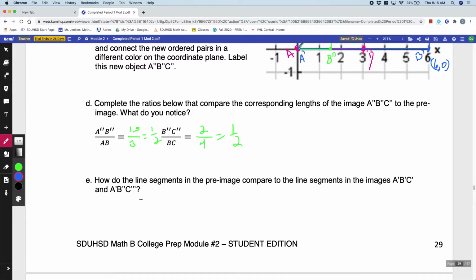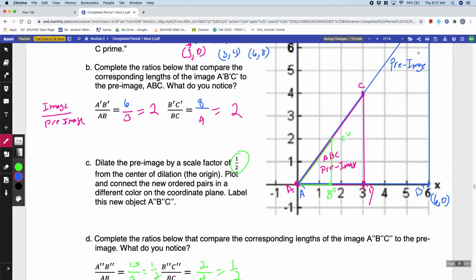Well, we have basically 2 answers here. So the pre-image, my original, is half the size of A prime, B prime, C prime. So if you looked at that, it's half of that. So this is the original. So how does this side compare to this side? Well, it's half of it. Okay.